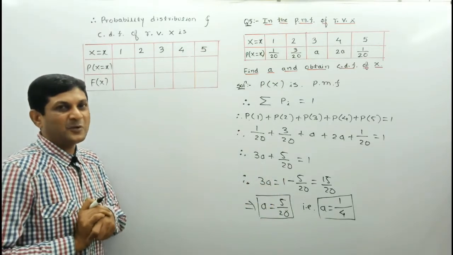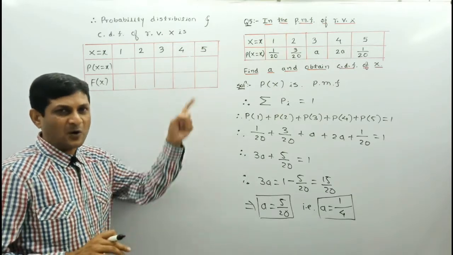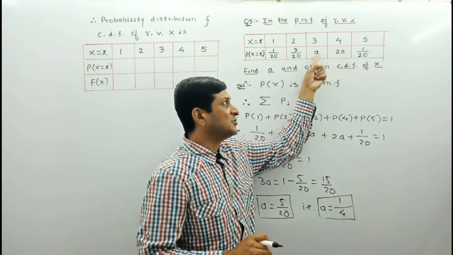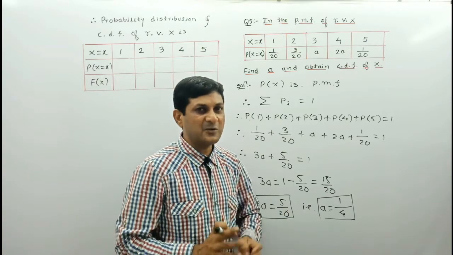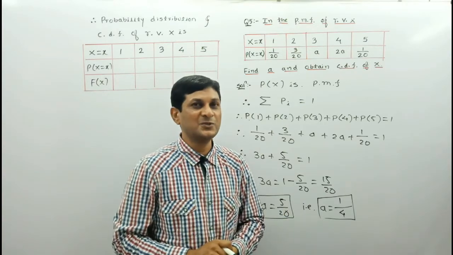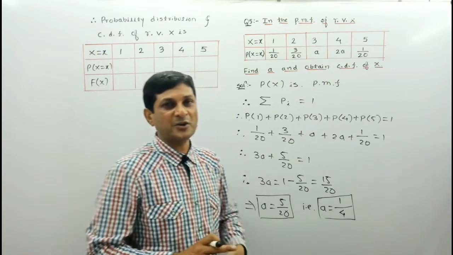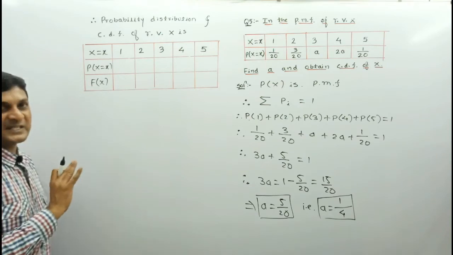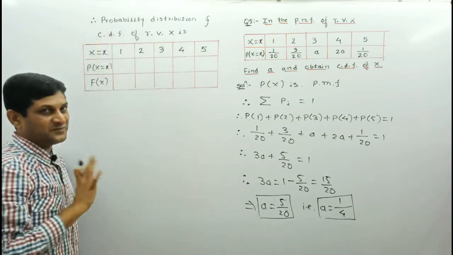Now, once the value of A is known to us, again we are constructing the probability distribution. Already it is given in our example, but with some unknown values. Now I am replacing A by its value. What is the value of A? 5 by 20. And once the probability distribution is known to us, from that probability distribution, easily we are able to find out what? The cumulative distribution function. In one table, we are representing both the things, the probability distribution and the cumulative distribution function.